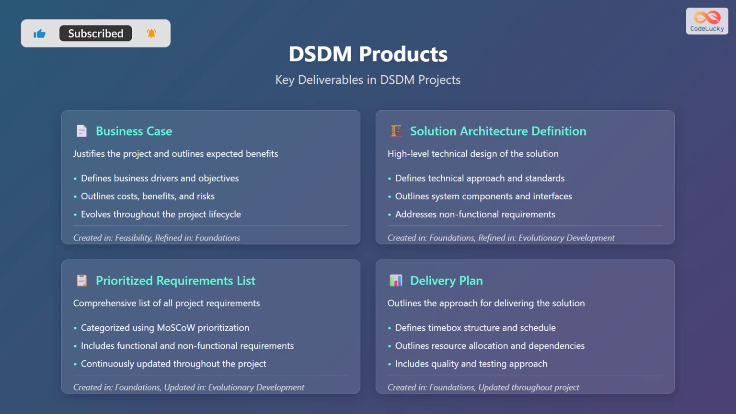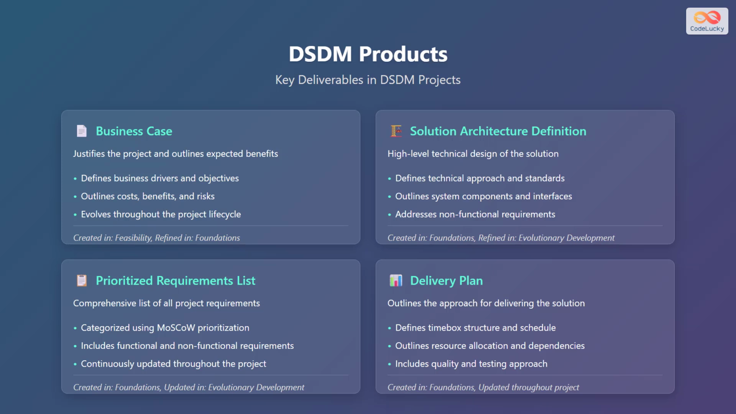The second product is the solution architecture definition, which involves the high-level technical design of the solution. This defines the technical approach and standards, outlines system components and interfaces, and addresses non-functional requirements. It is created in the foundations phase and refined in the evolutionary development phase.